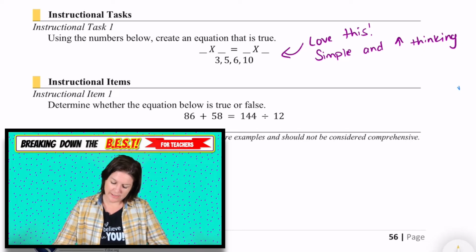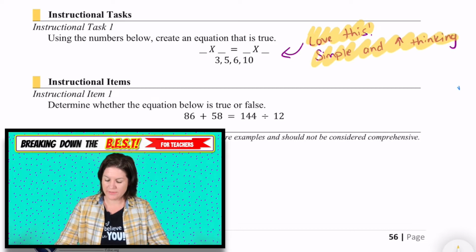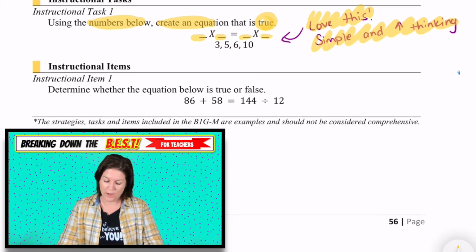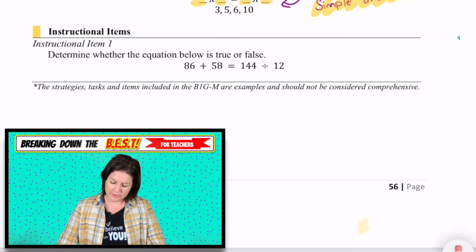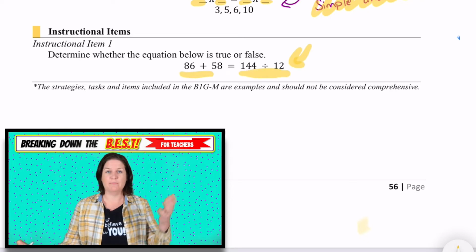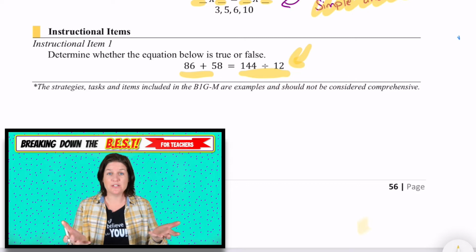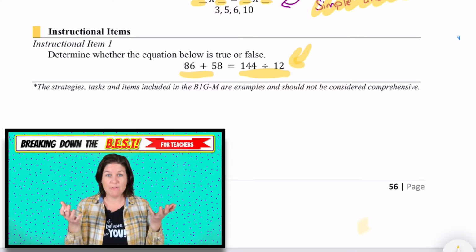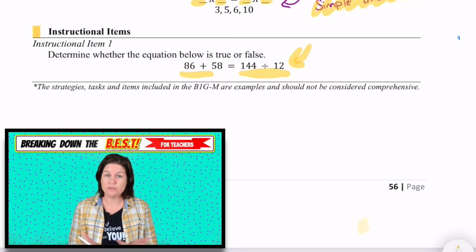For this task, I did write that I love this. It's a simple way to increase the thinking by providing these blanks and having students use numbers to create equations that are true or even false and then explain why. And here's what it looks like in action, this kind of problem, where they solve both sides. If both sides of the equation balance each other out and they have the same value, then it is true. If they do not have the same value, then it is false.